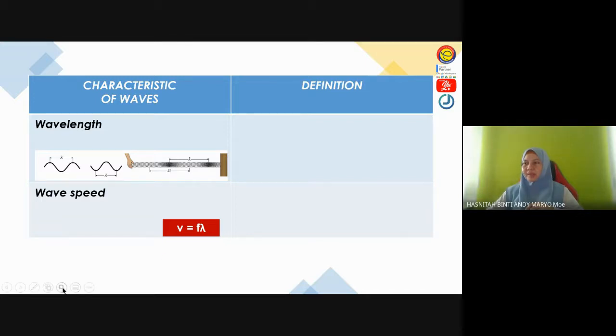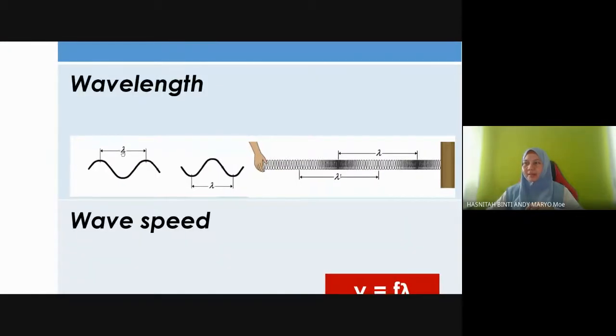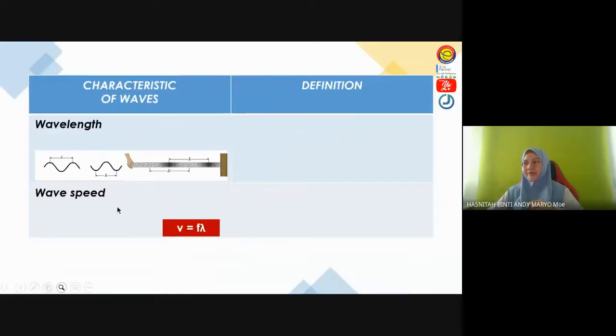If you see from this diagram, this is wavelength, lambda. So what is shown here? Lambda, the length from crest 1 to crest 2, Kappai said. Very good, Kappai. It is the distance between two consecutive crests, or the distance between two consecutive troughs if you are talking about a transverse wave. And if you are talking about a longitudinal wave, wavelength is represented by the distance between two consecutive compression regions, or two consecutive rarefaction regions. That is wavelength.